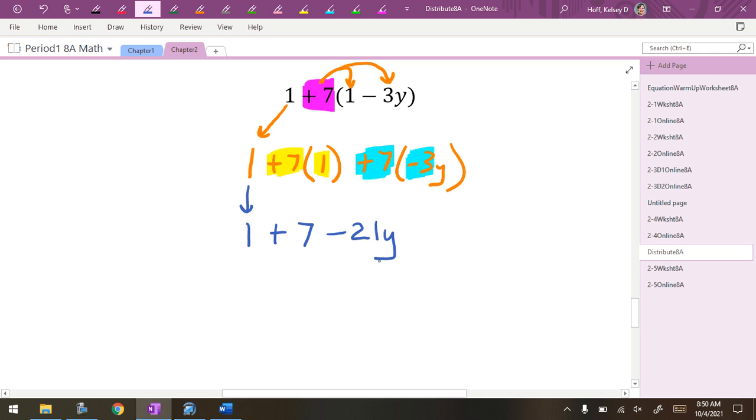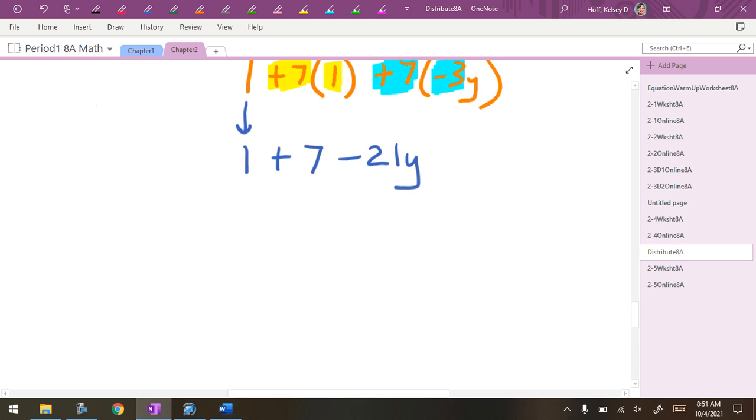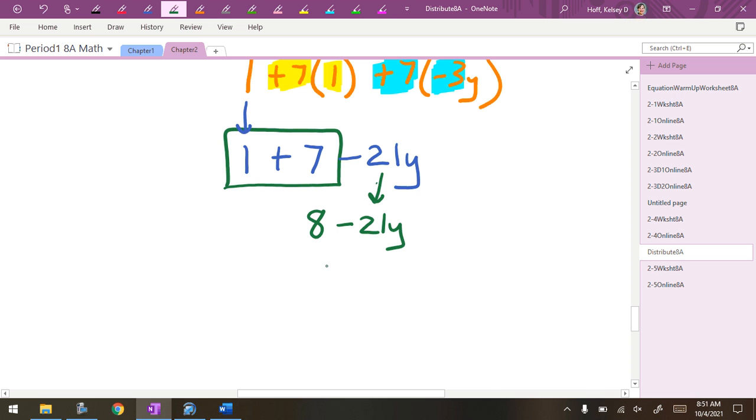Petro, can any of our numbers be combined? 1 and 7. Zayden is absolutely right. 1 and 7. Neither of them have a letter with it. So we can absolutely combine them. So everyone, 1 plus 7, 8. And don't forget to drag down negative 21y or minus 21y.